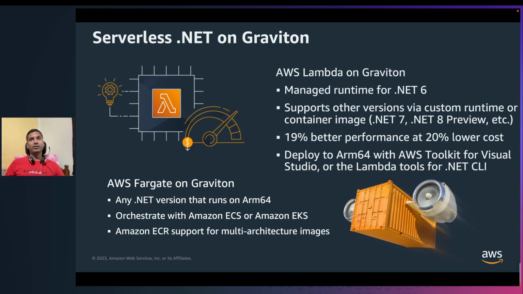Price performance benefits of .NET workload on Graviton instances are not restricted to EC2 instances only. Our serverless compute services, Lambda and Fargate, also support .NET on Graviton. You can even deploy your code to an ARM64 Lambda function right from your IDE using AWS Toolkit for Visual Studio.